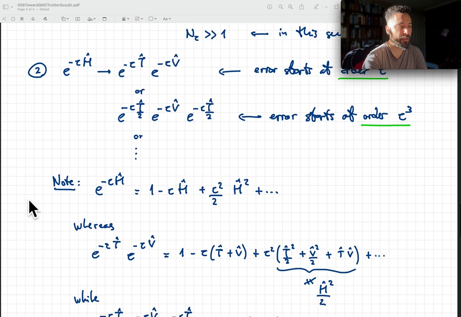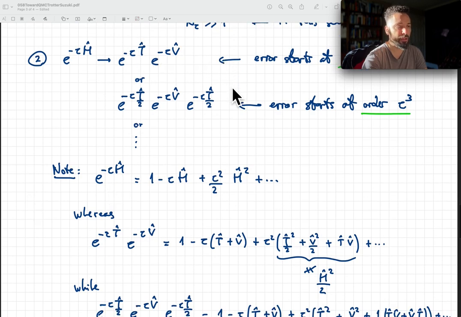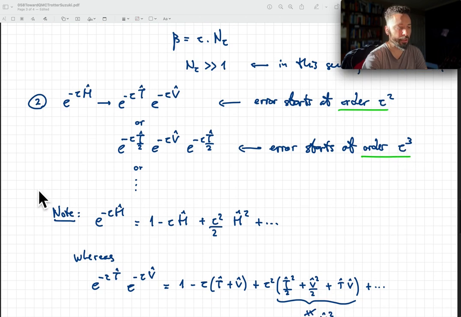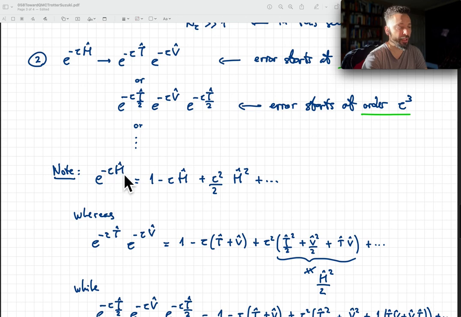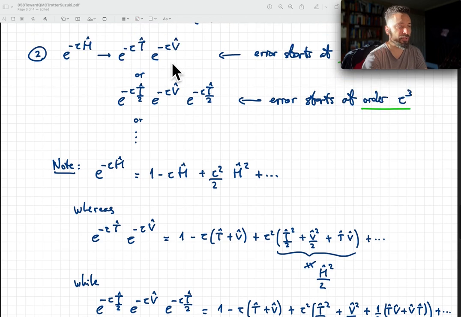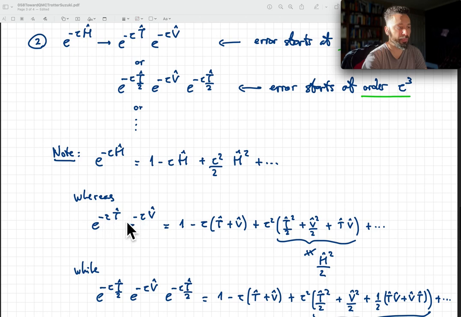But first, let me show you how it comes about that this is correct up to order tau squared, and this one has errors that start at order tau cubed. So this e^(-tau H) is something you can expand in the Taylor expansion. And so these are the first 3 terms of that expansion: 1 minus tau H plus tau squared over 2 H squared. Whereas for the most basic approximation, if you expand both factors, you get 1 minus tau (T plus V), which of course is the same as H.